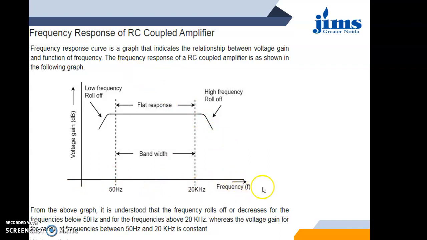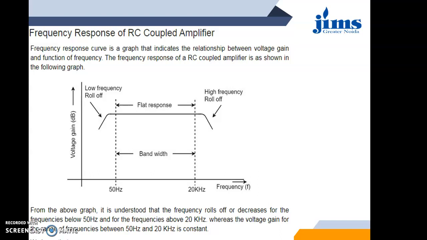If we keep on increasing the frequency, if we move on from left to right, there is one factor due to which the gain increases and one factor due to which the gain decreases. So there are two factors acting oppositely for the increasing frequency range. For the middle range of frequencies, from 50 Hz to 20 kHz, the two factors act oppositely in such a way that they cancel each other's effect, and the resultant effect is a constant voltage gain.